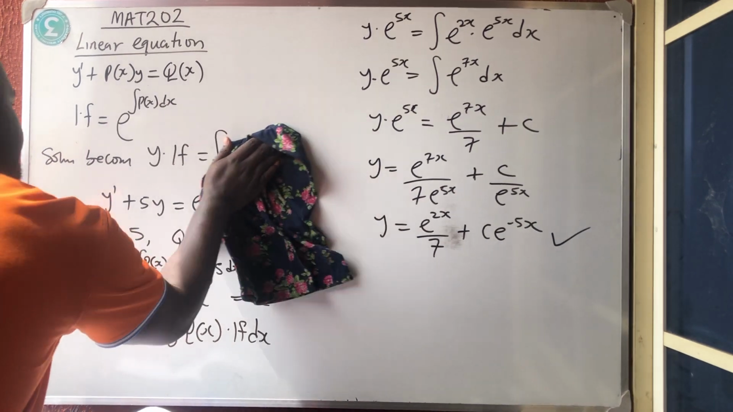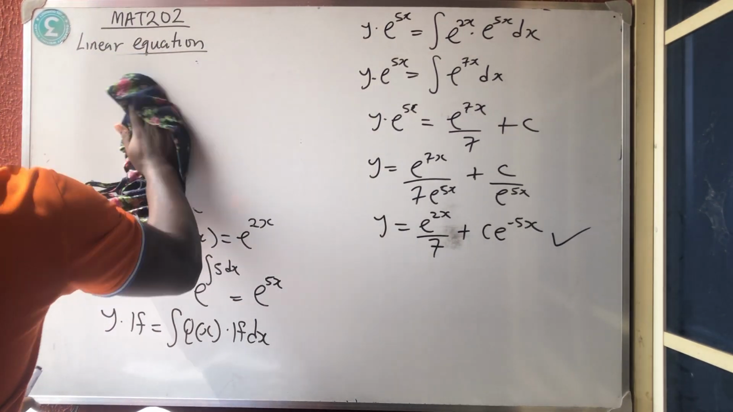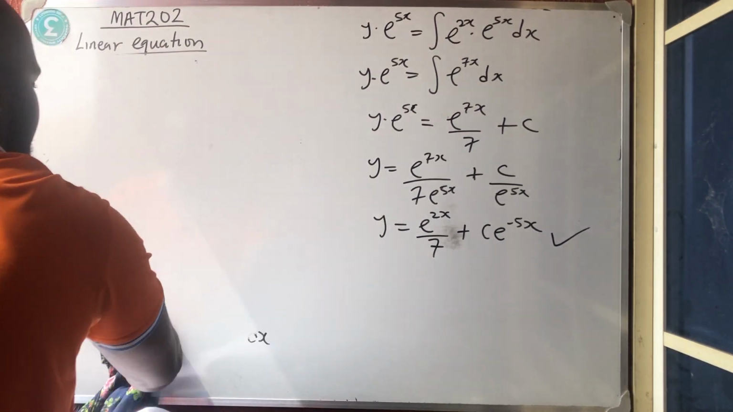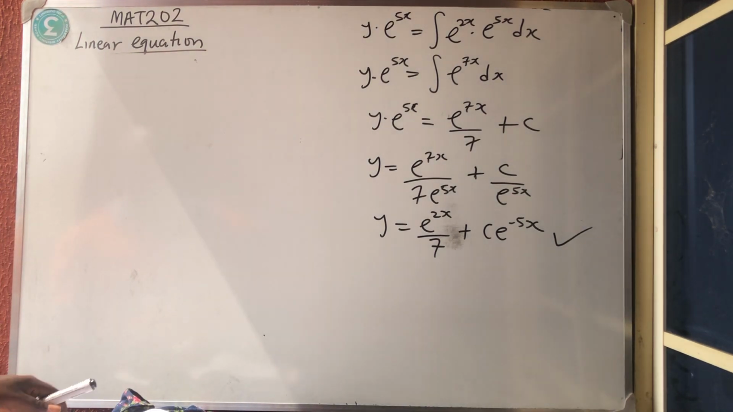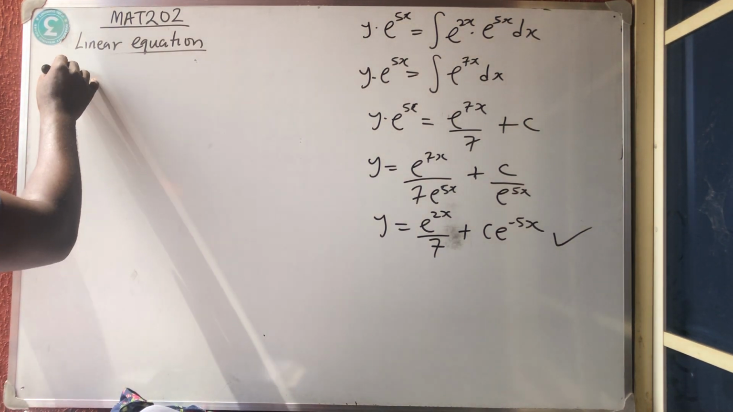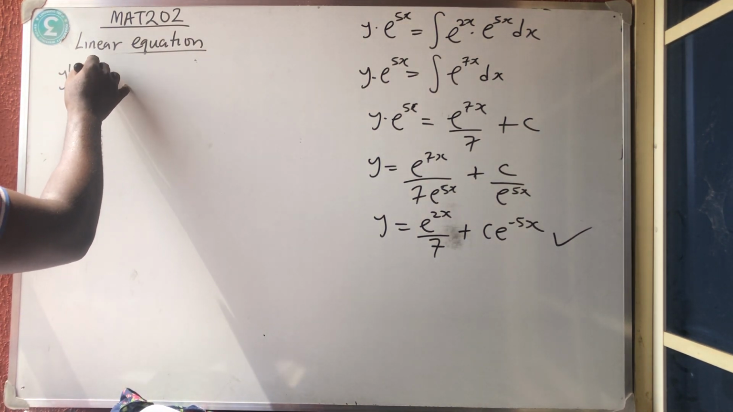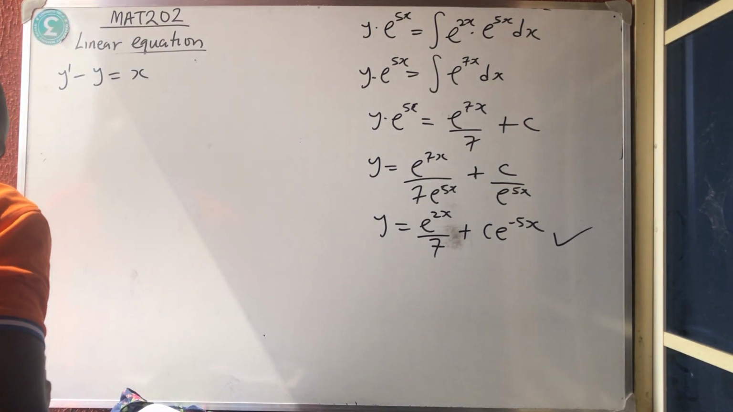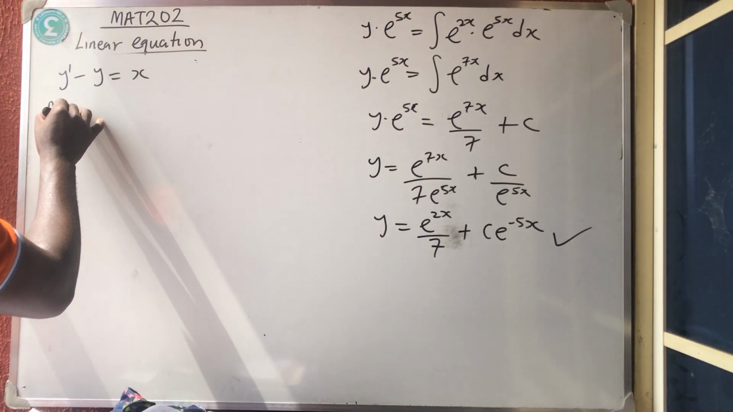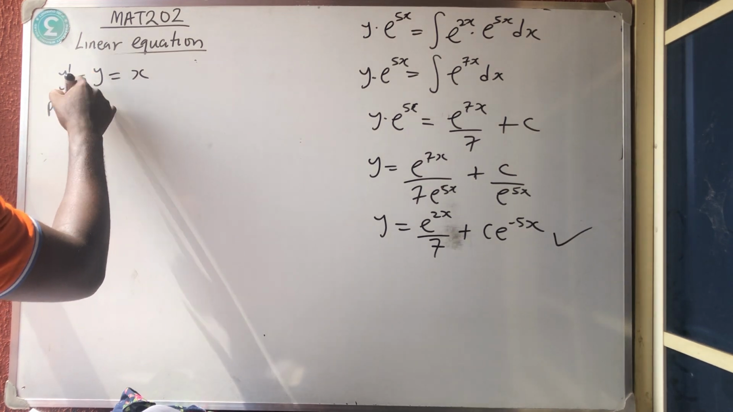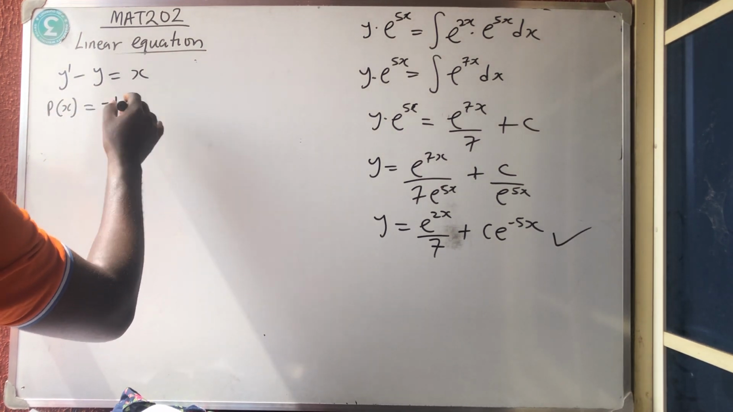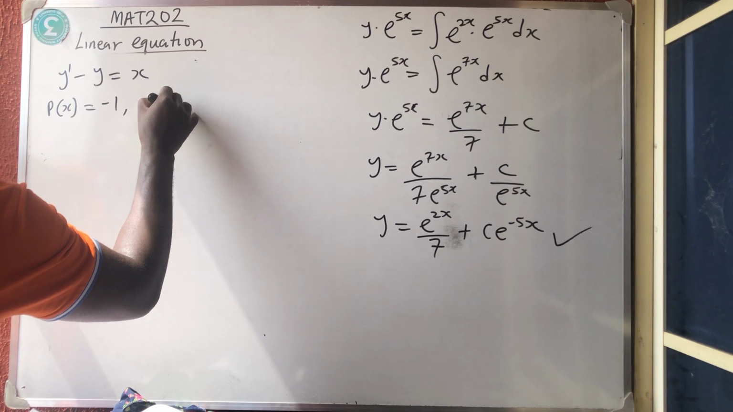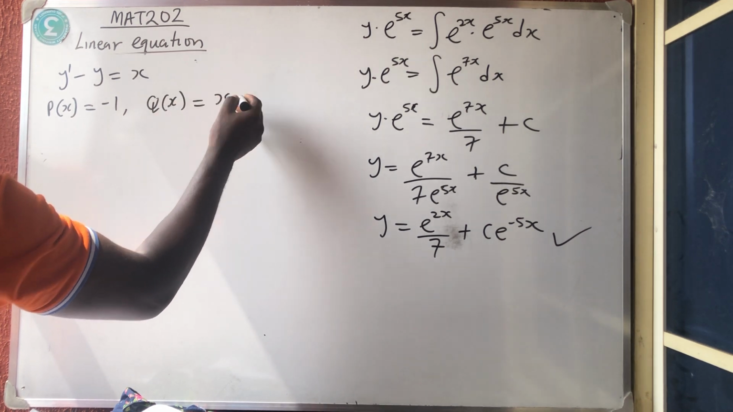So number 2, you see, as simple as that. Number 2 says that y prime minus y is equal to x. Okay, so let's do that. P of x is just the coefficient of y, which is minus 1, and the q of x is just the right hand side, which is x.